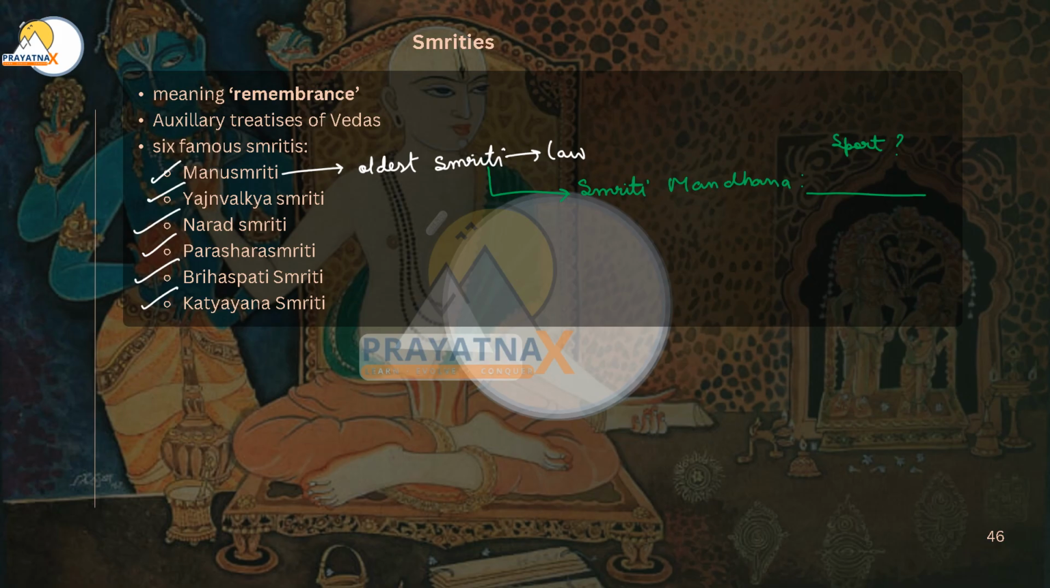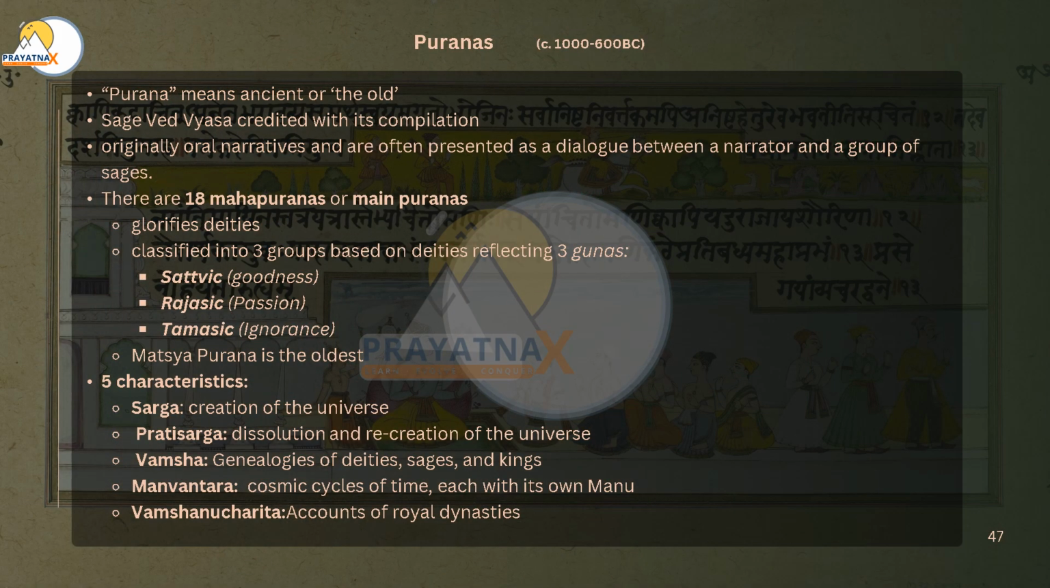Now, moving on, Purana means old. Sage Vedvyas is traditionally credited with the compilation of the Puranas. It was made accessible to everyone, including women and Shudras, so that they can learn about the teachings, and this is why it belongs to Smriti.